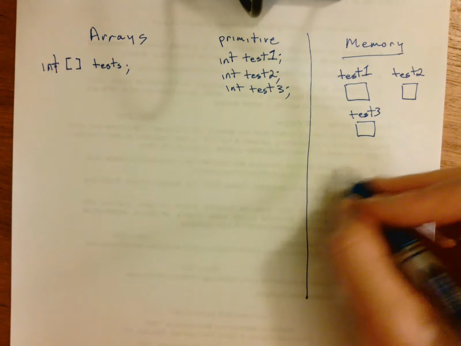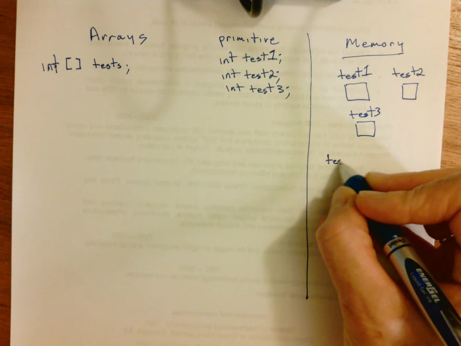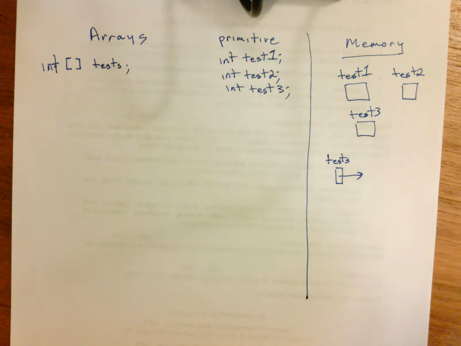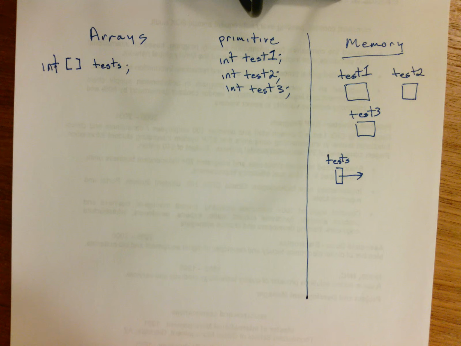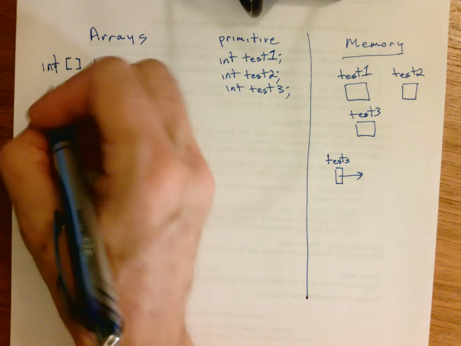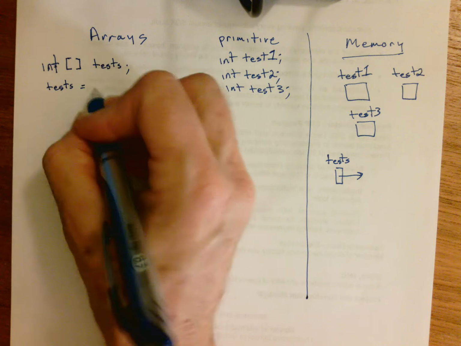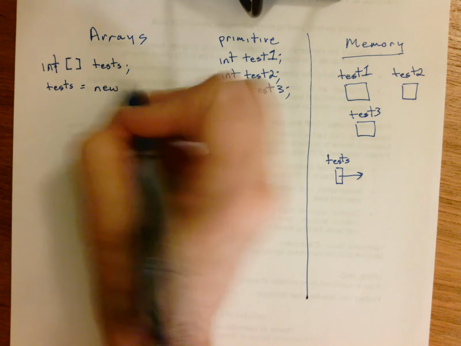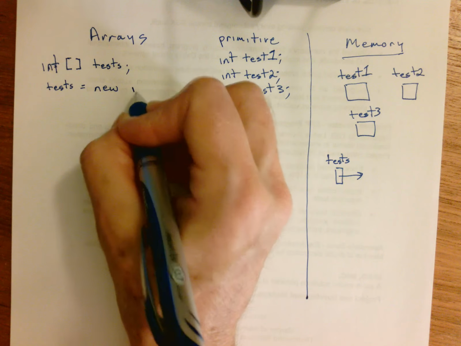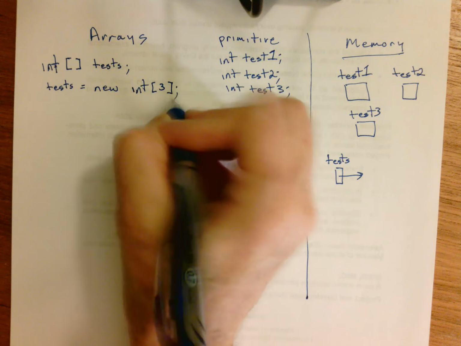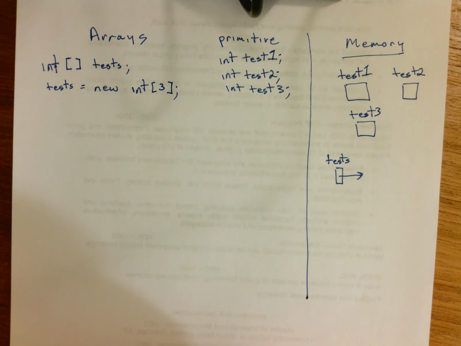Well, here's my memory. What would happen in memory is we would have a variable called tests that has enough space for a reference that references that array, but we haven't created the array yet, so it's not referencing anything at this point. If we want to then tell it how big this array is going to be, we have to use the operator new: tests = new int, and then let's say I want 3 test scores, so I put the number 3 in the square brackets as follows.